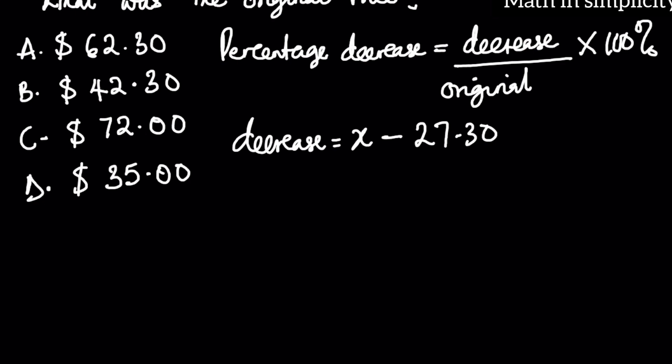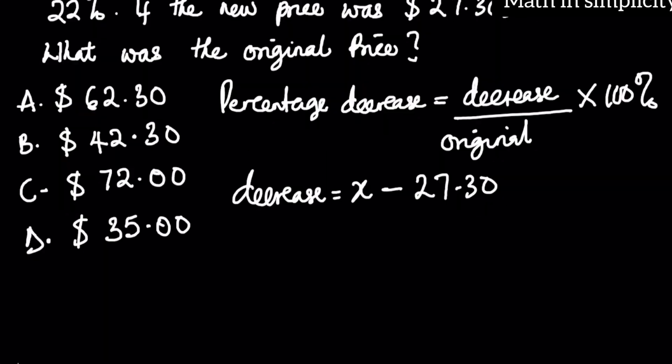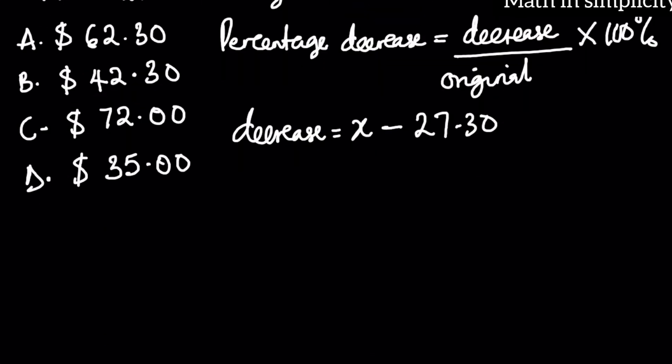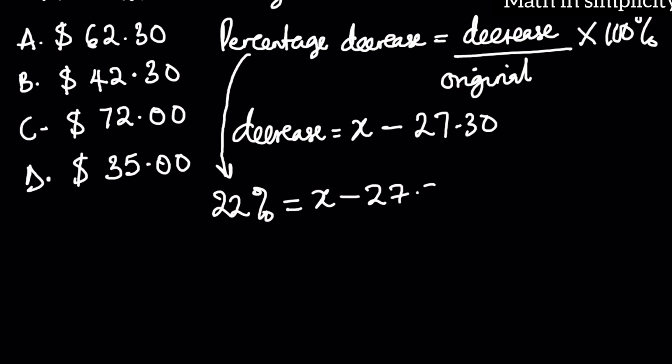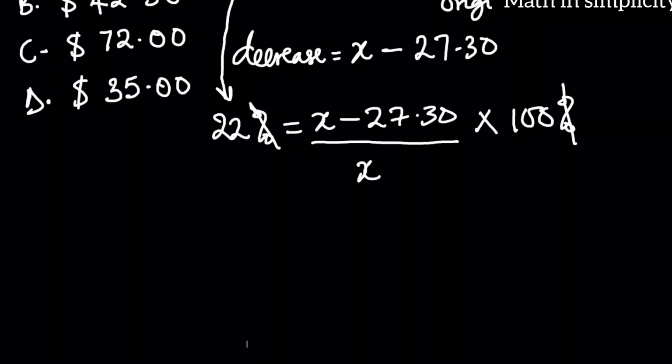So the percentage decrease from the question was given as 22%. So we're going to substitute the value. Still from this relation, we have the percentage decrease as 22% is equal to the decrease, which is x minus 27.30, divided by the original. Well, we still let the original be x, so divided by x times 100%. The percentage can just cancel, so our final answer will not have any percentage.